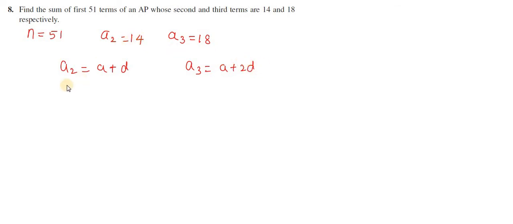So here a2 is there, so replace the value, that is 14, which is equal to a plus d. And similarly here a3 is 18, which is equal to a plus 2d. Okay, so now how to find it? We are not able to simplify this yet. Now call this equation 1 and this equation 2.